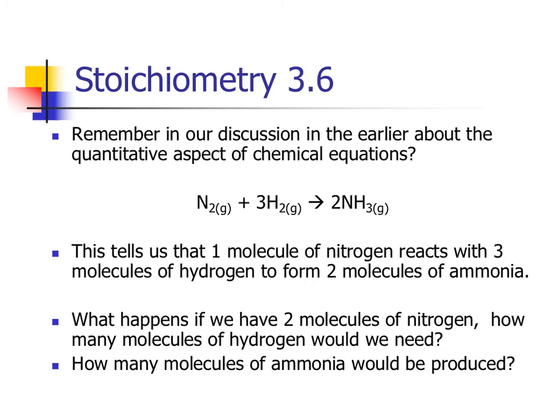So, I can't make just one. I gotta make two of them. And in doing so, that means I need to up my amounts of other things. I need to up the amount of hydrogen just so that I can make ammonia. Because I can't make just one.